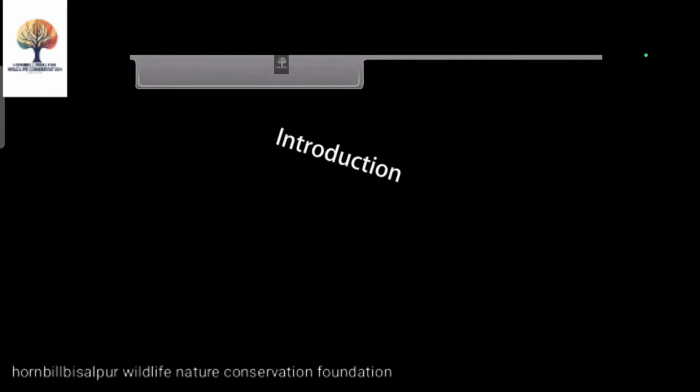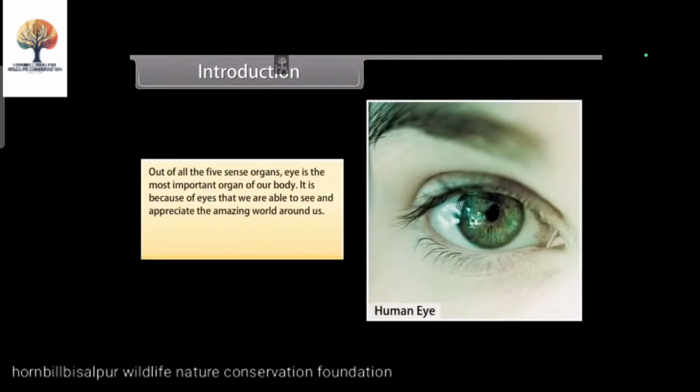Introduction. Out of all the five sense organs, the eye is the most important organ of our body. It is because of eyes that we are able to see and appreciate the amazing world around us. Our eyes make us see the colors of the world.